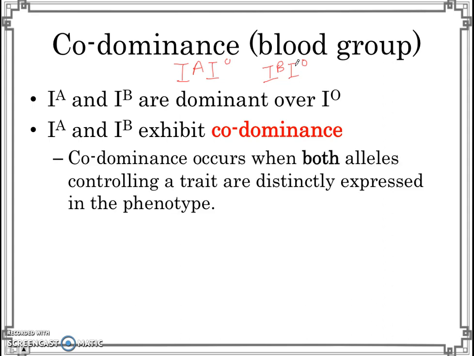Now what's codominance? Codominance is a situation where both alleles controlling a trait are distinctly expressed in the phenotype. So when the genotype is IAIB, then we saw that the phenotype is an AB blood group. So in this case, you can see that both alleles, the IA and the IB allele, are distinctly expressed in the phenotype. They're both present in the phenotype. So when this happens, we say that it's a case of codominance.